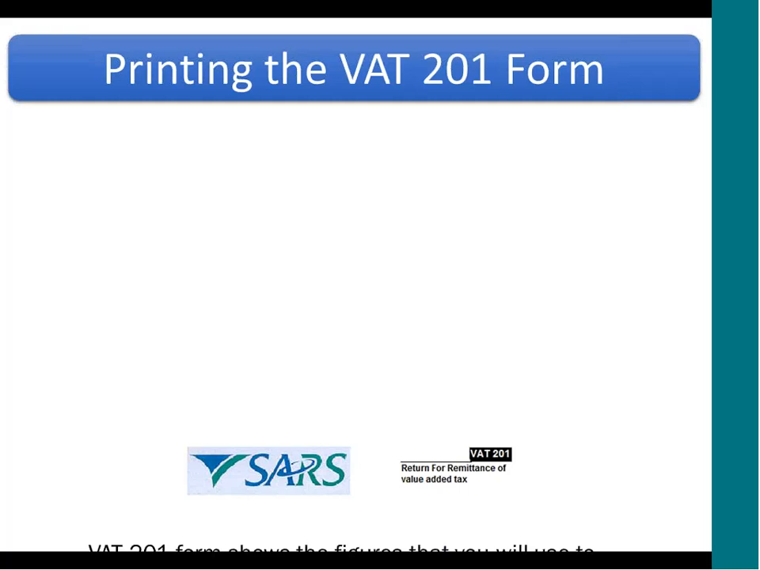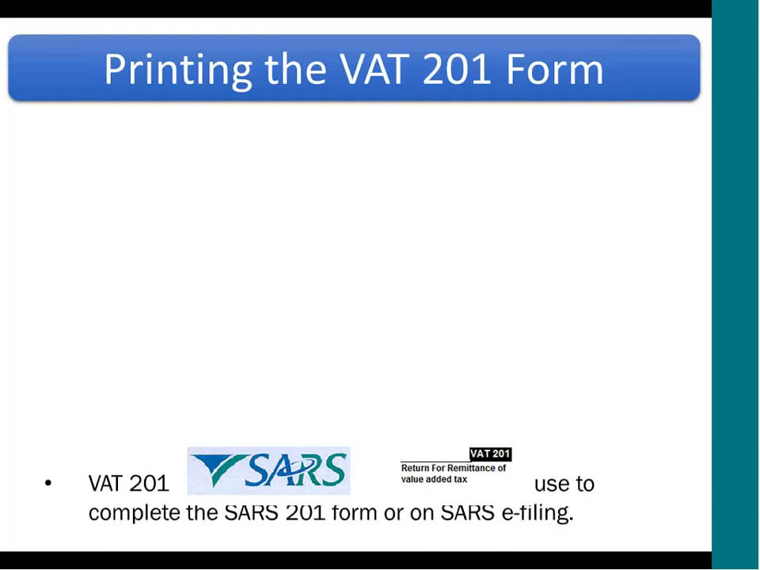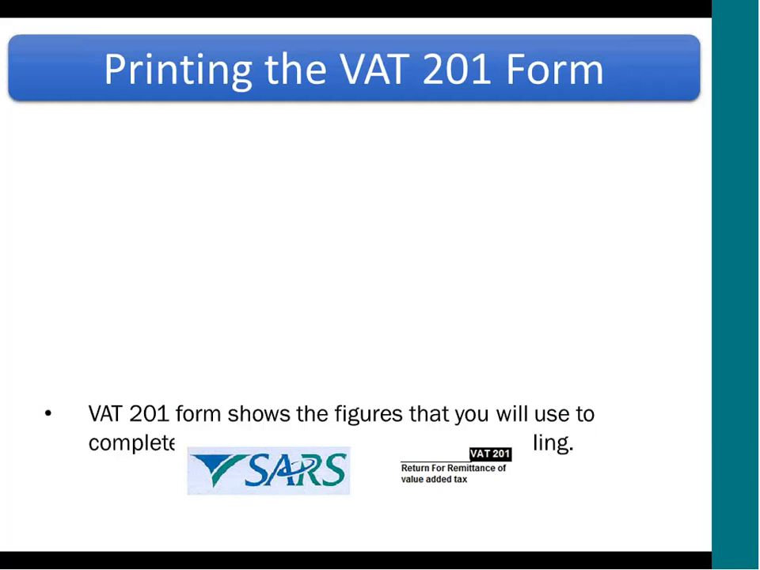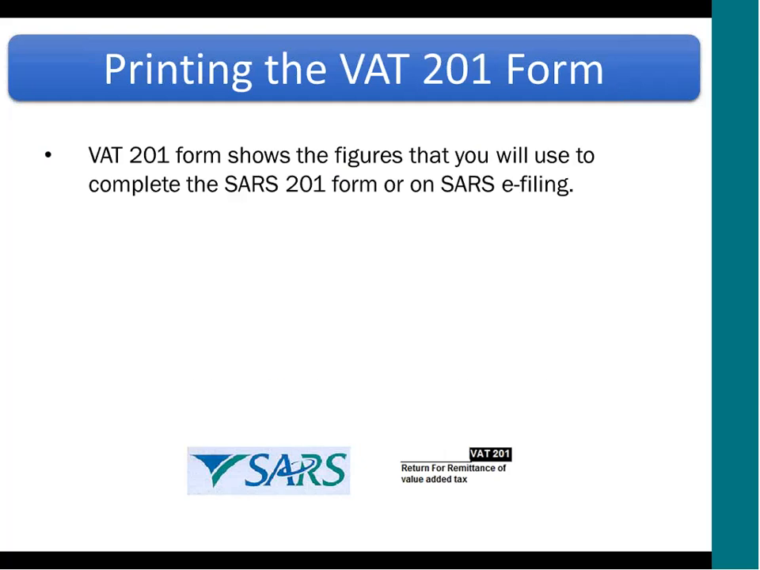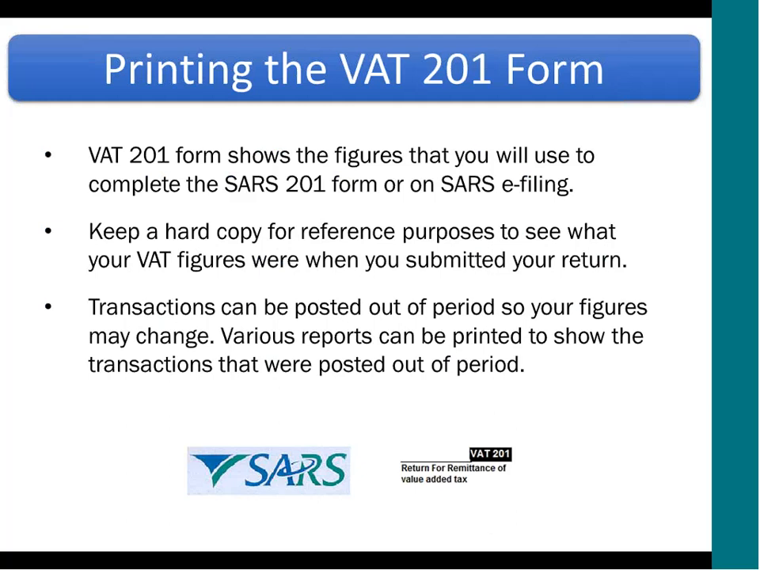Printing the VAT 201 form. The VAT 201 form shows the figures that you'll use to complete the SARS 201 form or on SARS e-filing. It's always important to keep a hard copy of this VAT 201 form for reference purposes, so you can see what your VAT figures were when you submitted your return. You could post transactions out of period and your figures may change. We do have various reports on the accounting side that will show you the transactions that were posted out of period, but it's just safer to keep a hard copy so you know as at the day you submitted your return what your figures were.